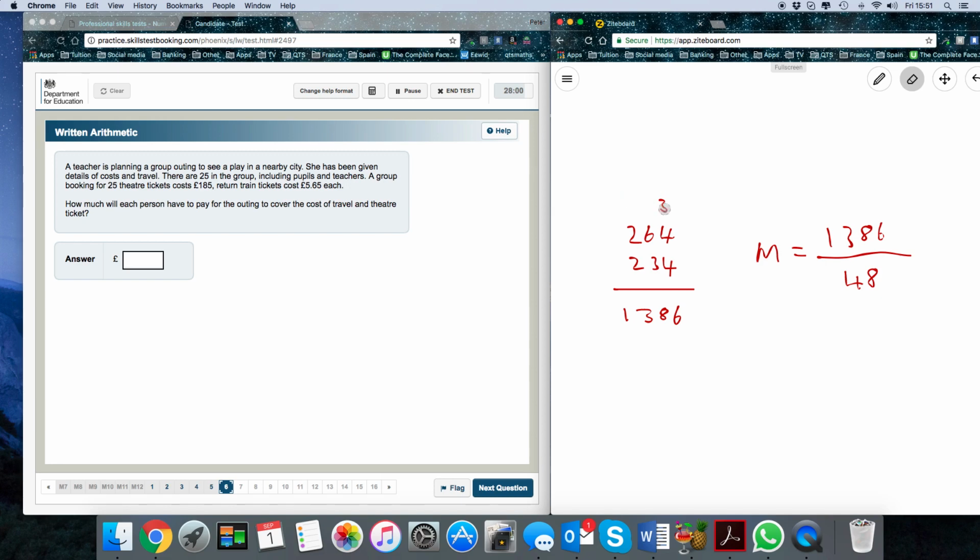Just going to clear my screen and we'll make a start. Okay, right, so a group outing to see a play. I think what I tend to do with these questions is I go and read the question and think, well, do I need to work out what it is per person or as a total? So it says how much will each person have to pay for the outing? So it's per person. So in that case, I don't really care that there's 25 people in the group.